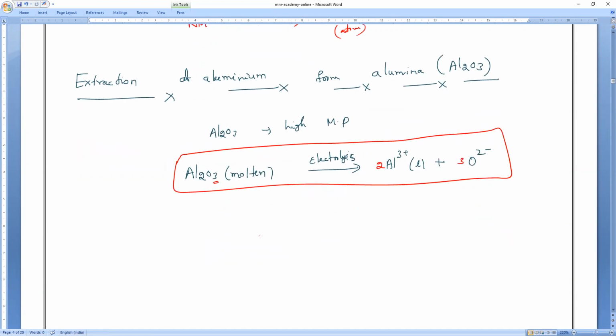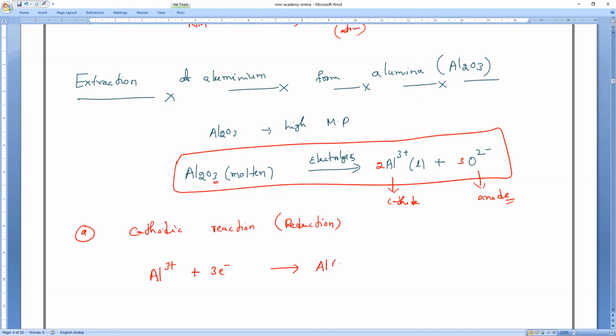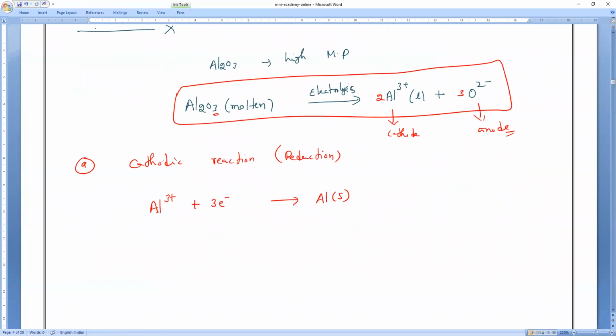So next what will happen? Cathodic reaction and anodic reaction, tell me. So aluminum ion, we need to add the electrons, so that is the cathodic reaction, because it will come at the cathode, and the oxide will come at the anode. Now cathodic reaction, tell me. Addition of electrons, is it reduction or oxidation? Reduction. So aluminum 3+, how many electrons do we need? Girls, 3 electrons are needed to turn into an aluminum atom. Understanding all of you? Please respond.